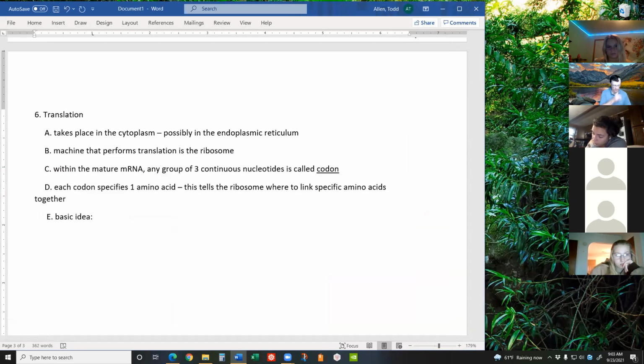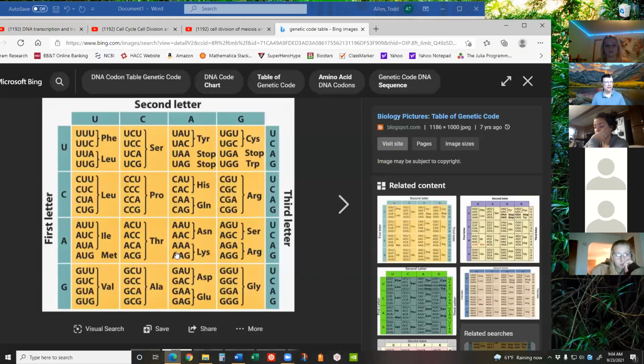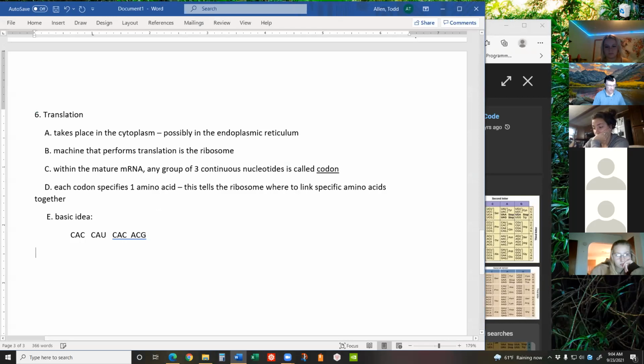So the basic idea would be this. Let's say that we have a stretch of codons. I'm going to do it this way: CAC, CAU, CAC, ACG. Let's see what that does. So I'm going to go to my genetic code table and look for CAC. CAC, that's histidine. Okay, so I need to put in histidine, right? So histidine goes into that position.